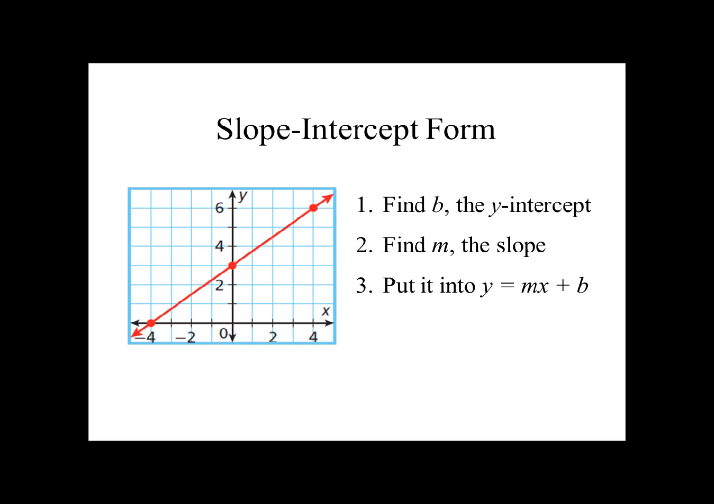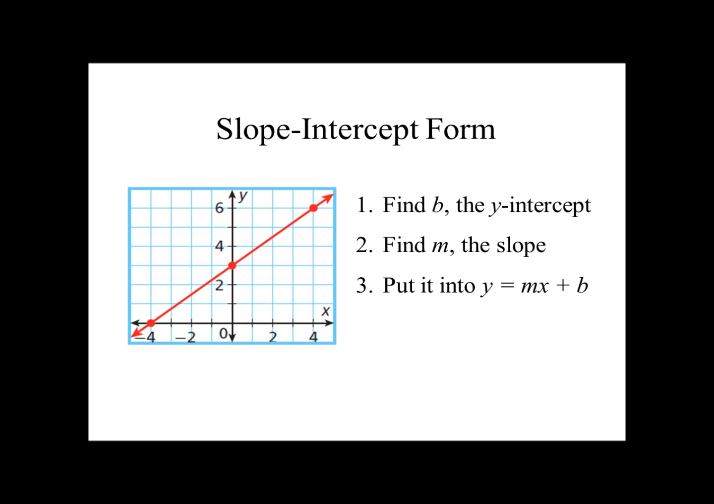Alright, let's start with the slope-intercept form. Given a graph of a straight line, writing the slope-intercept form is pretty easy because we only need to find two things from the graph. The first thing that we need to find is b, that is the y-intercept of the graph. That's where the line goes through the y-axis. Now the b for this graph would be pretty easy to spot because the line goes through the y-axis at 3. So b equals 3.